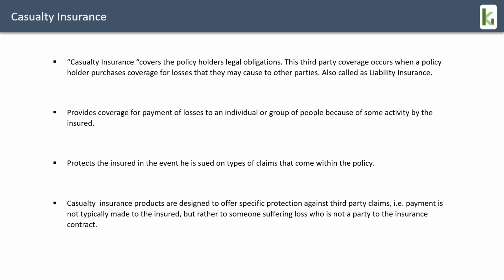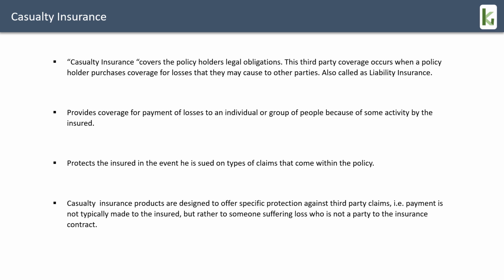Now, in case of auto insurance, let's say you met with an accident. The third party is the other vehicle which is damaged because of that accident. And now if you are at fault, then you are liable to pay losses for that damage that occurred to that vehicle or injuries that occur to the passenger of the vehicle. So that is covered under liability insurance.